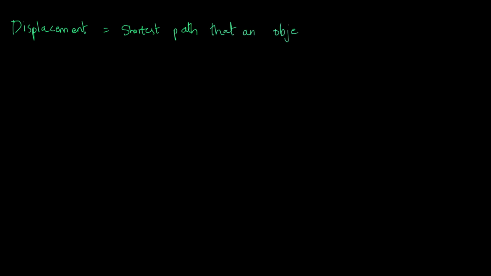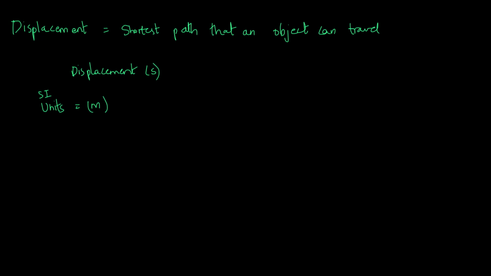Next is displacement. Shortest path that an object can travel. So displacement is the shortest path that an object can travel. Displacement is denoted by S. Its SI units are meters, same as distance.